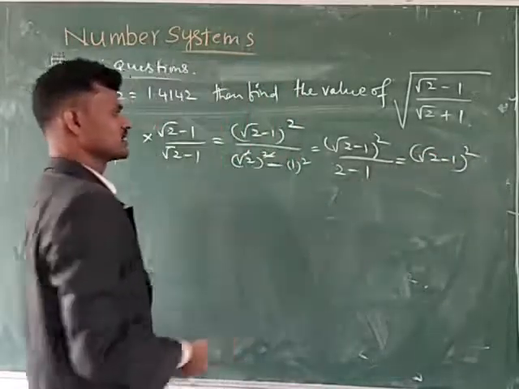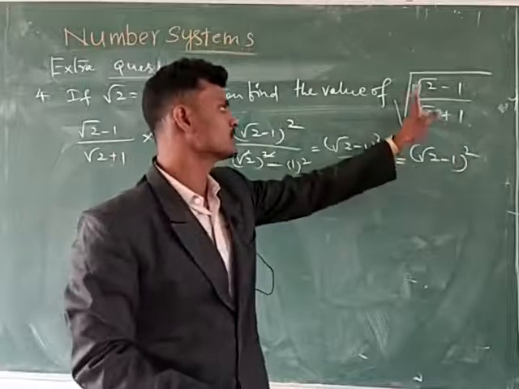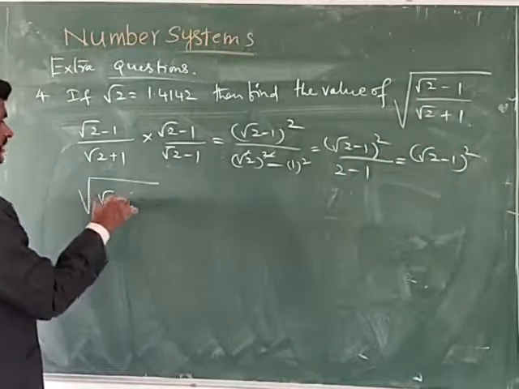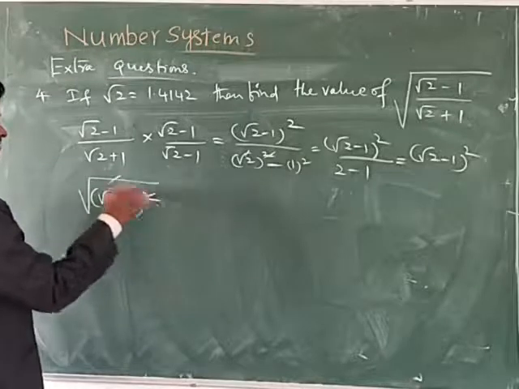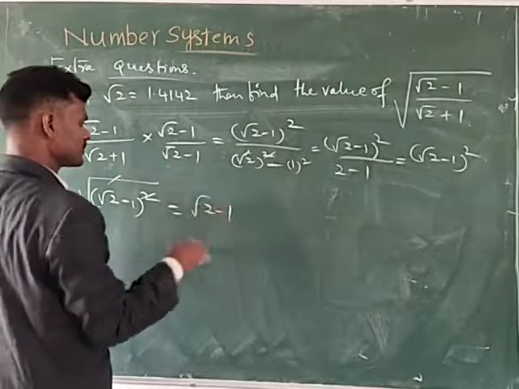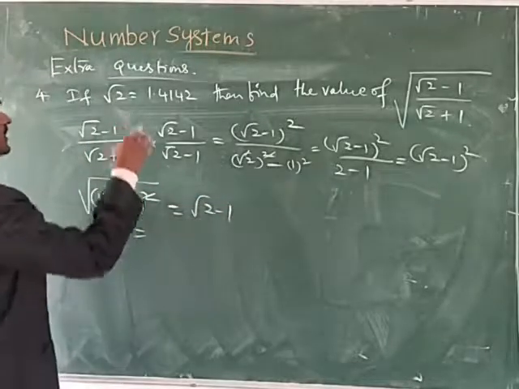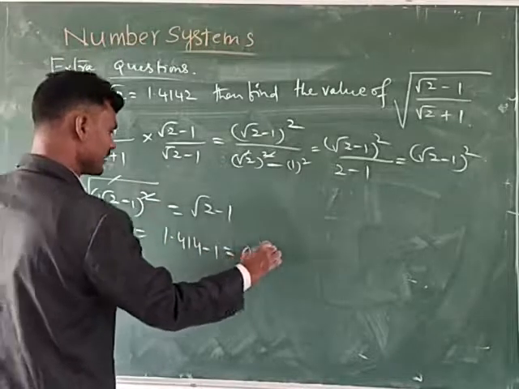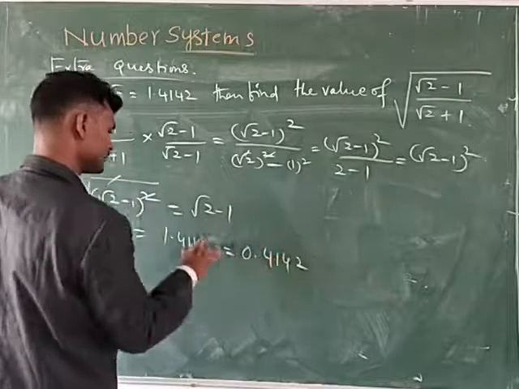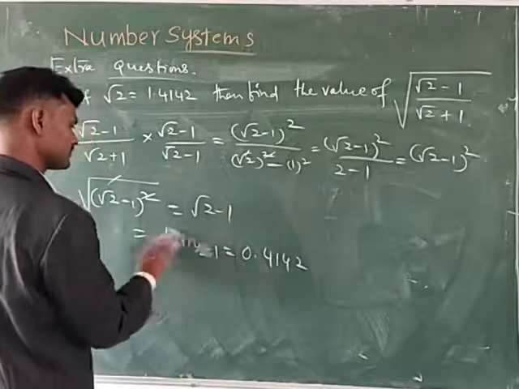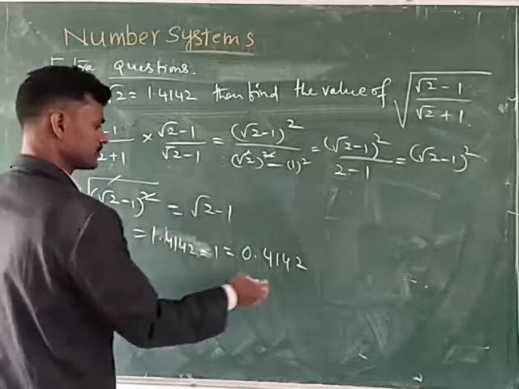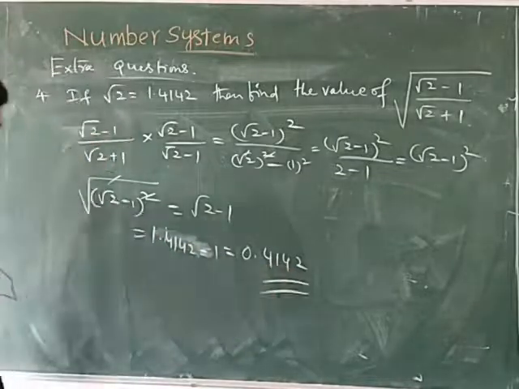2 minus 1 means 1. This value you have to substitute here under root. Here under root of root 2 minus 1 whole square, the square and root cancel, means here root 2 minus 1. Actually root 2 value is already given: 1.414 minus 1 is equal to 0.4142. This is the answer. Note down.